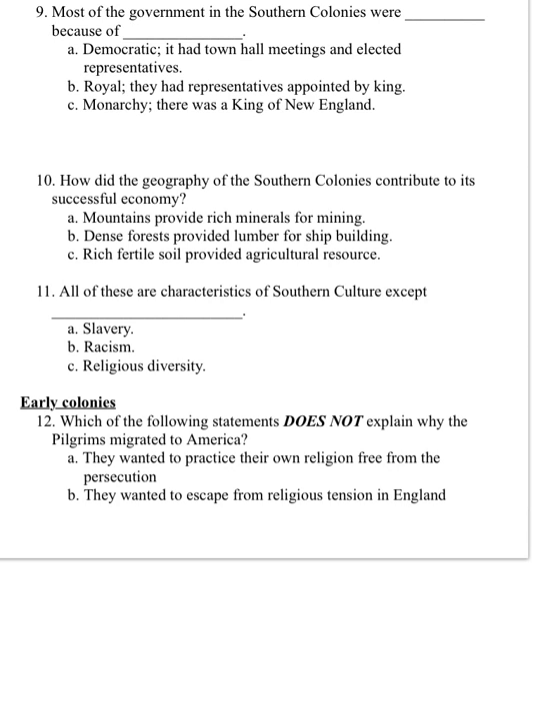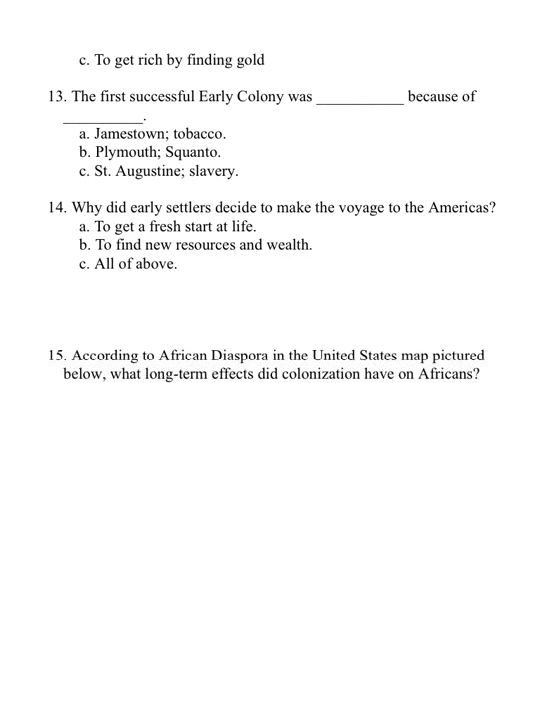So, which of the following statements does not explain why Pilgrims migrated to America? Is it A, they wanted to practice their own religion free from the persecution? Is it B, they wanted to escape from religious tension in England? Or is it C, to get rich by finding gold? So which one is not a reason the Pilgrims came to America? And the key word here is why the Pilgrims didn't come to America.